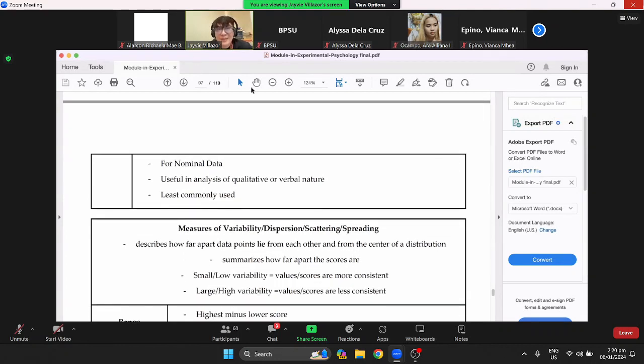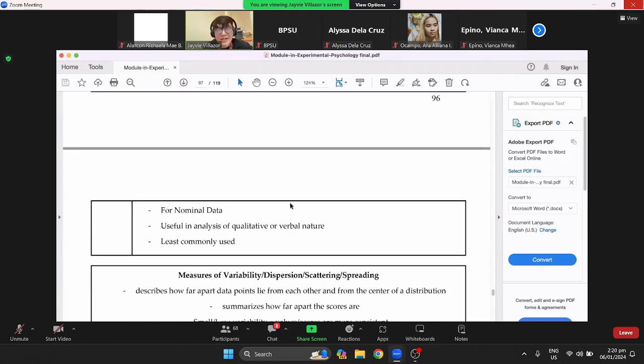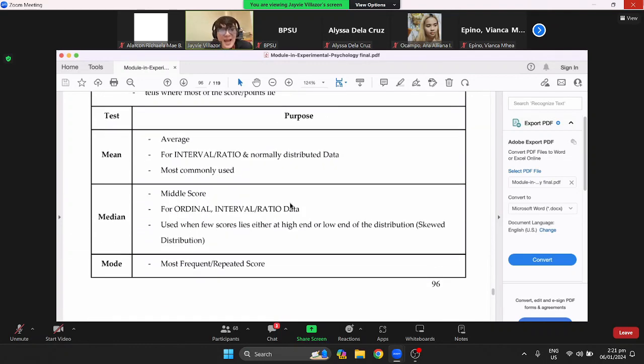Next, what are the types of measures of variability? Guys, before I forget, in terms of your experimental psychology, when it comes to centrality, the most used is usually the mean.